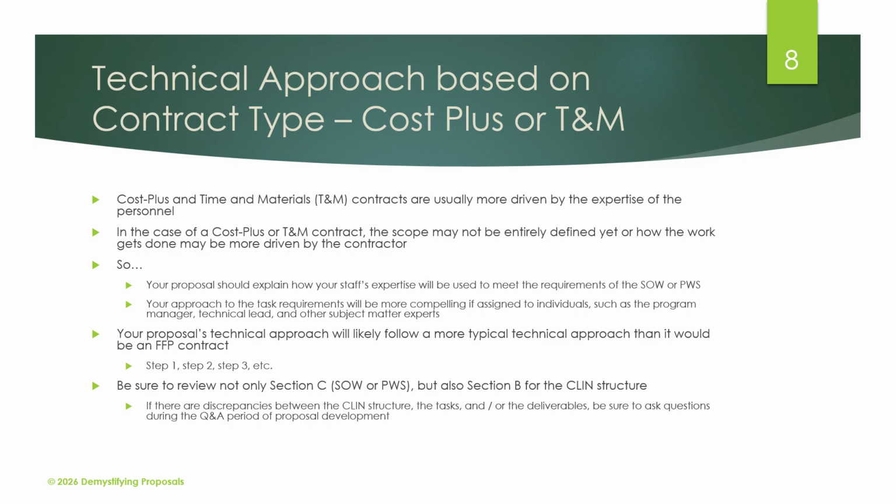Be sure to review not only Section C, the statement of work or the PWS, but also Section B for the CLIN structure. While CLIN structure is really important for firm fixed price contracts, you can't overlook it when you're talking about a cost plus or a T&M contract either, because there may be things there that you need to address. And like in firm fixed price contracts, there may be discrepancies between the CLIN structure, the tasks, and the deliverables, and you need to make sure that you're asking questions during the Q&A period so that you can get those addressed by the government before you do your proposal.